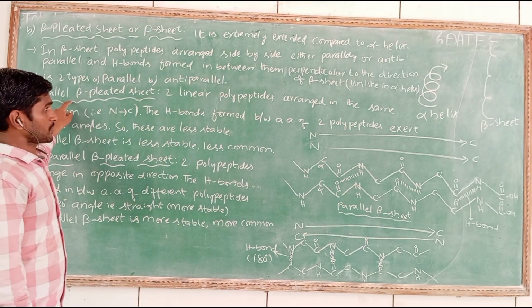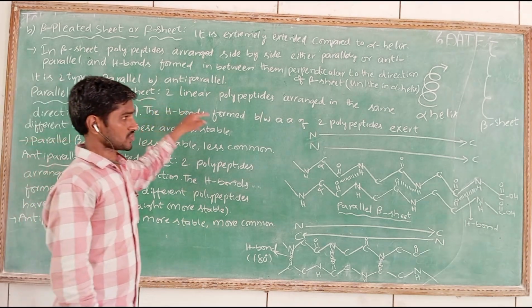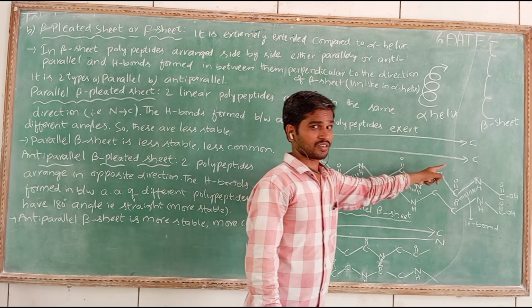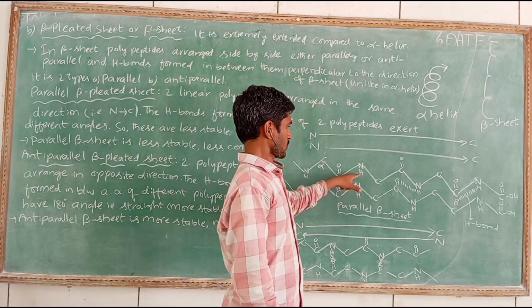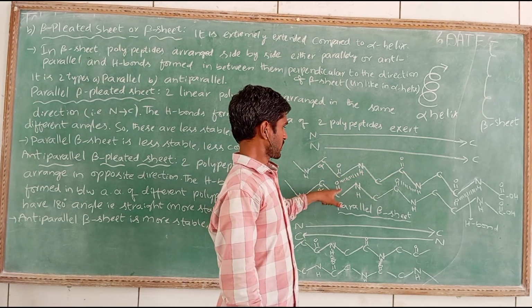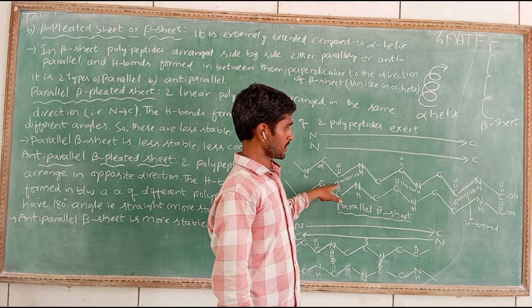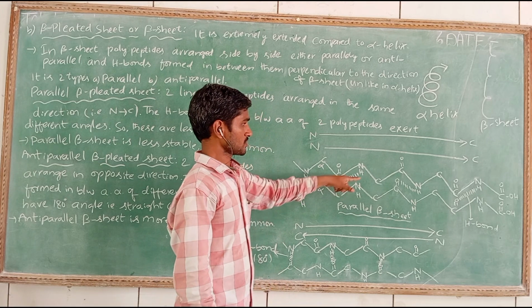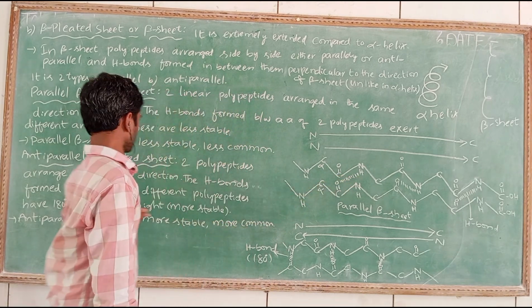That is parallel beta pleated sheet and anti-parallel beta pleated sheet. So in this case, two polypeptides are in the same direction, so it can be represented like this. Here the hydrogen bonds are found in between the CO of one polypeptide and the NH of another polypeptide. These hydrogen bonds are perpendicular to the direction of the polypeptides.